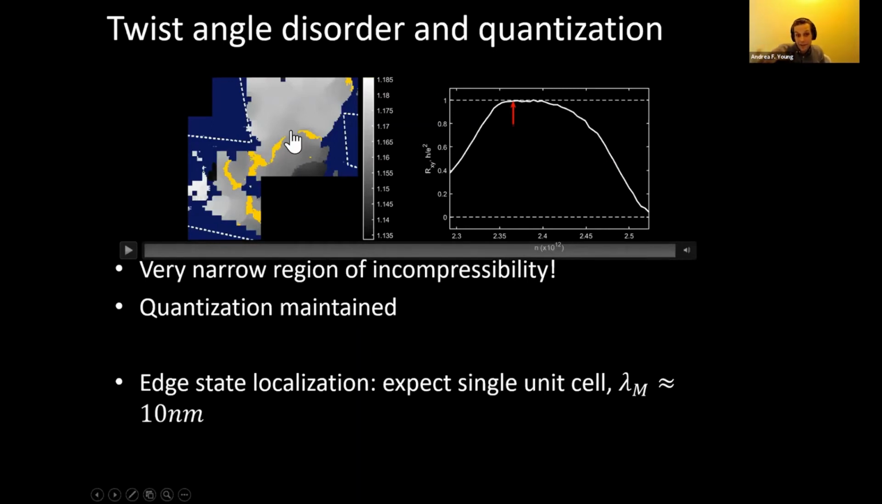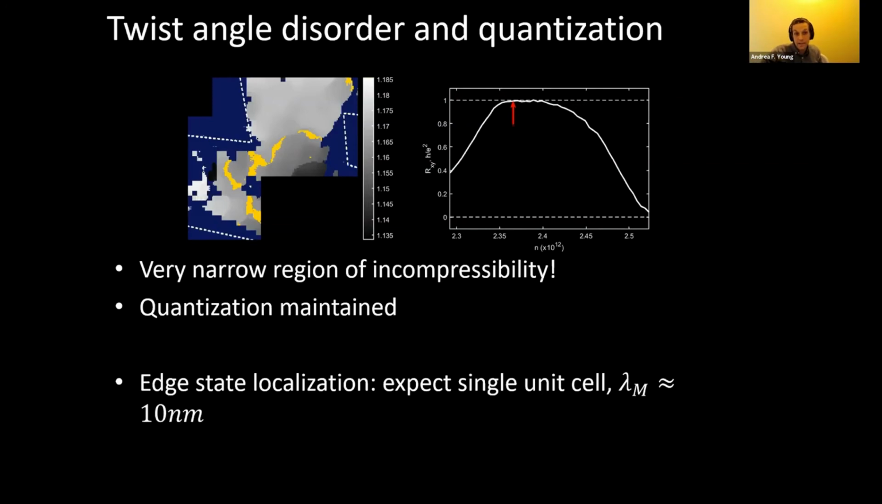We think they're tiny, a micron, but they're actually tiny, more on the order of 10 nanometers in terms of where the actual quantized Hall state is.